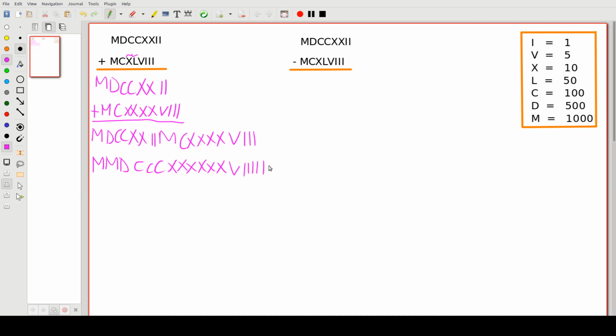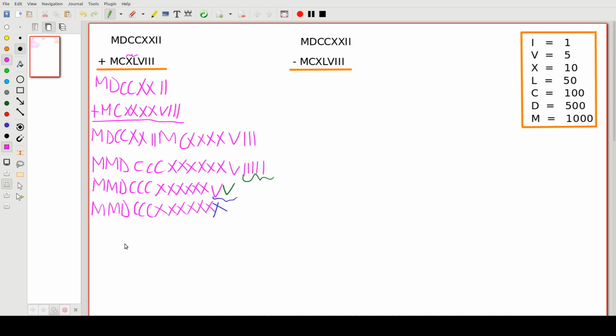We start from the right and we start contracting. So if there are 5 I's, it'll turn into a V. So we've got M, M, D, C, C, C, 6 X's, V, and then those 5 I's become another V. Now we continue this algorithm. We look again from the right. So M, M, D, C, C, C, 6 X's. And then these 2 V's together, what do they become? 2 V's give us an X.